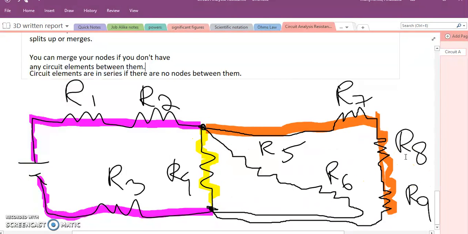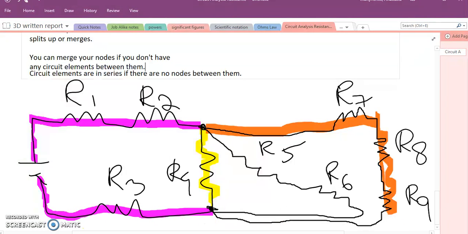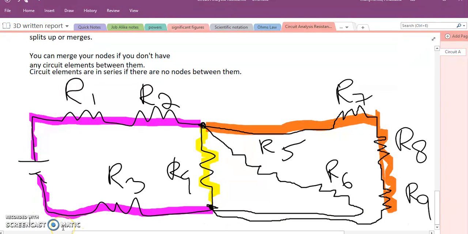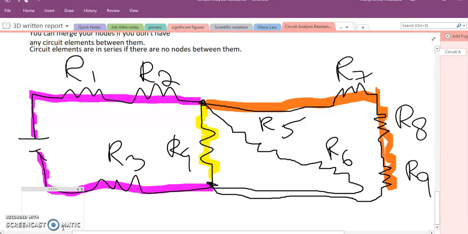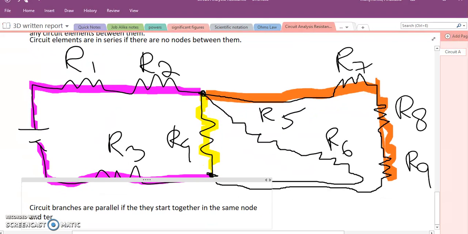and yes, I would end up with a diagram that looks like this, and it's ugly, right? But we can clearly see that all of my parallel branches start up in one node and then end up together in a different node. Circuit branches are parallel if they start together in the same node and terminate also together in a different node.